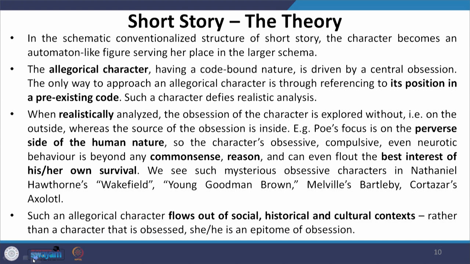When realistically analyzed, the obsession of the character is explored from without. So, when we are doing the realistic analysis, we are studying the characters from the outside. Whereas allegorical character analysis entails looking at their inner journey, their inner universe. When these allegorical narratives are written, the source of obsession is positioned inside the character's psyche. So, the possibility of this obsession lies within and cannot be identified through external behavior.